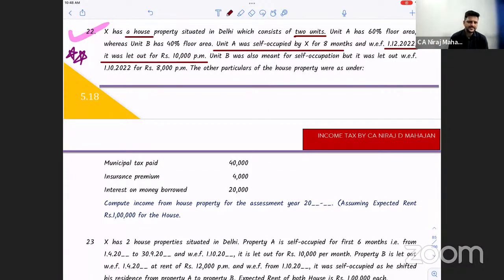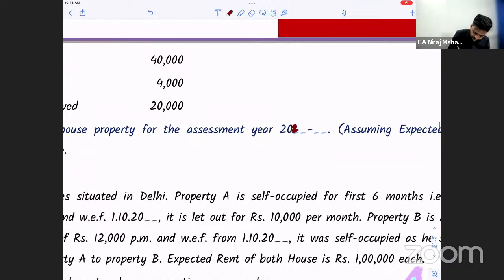The other particulars, basically, please understand. There are two parts of the house, but both the parts were SOP also and both the parts were let out also. Clear, everybody? Okay. Municipal taxes paid, insurance paid, of no use to us. Interest on money borrowed, 20,000, that also we can do. Now tell me, bacho, understand. Assuming expected rent is rupees 1 lakh for the house. Compute income from HP for AY 23-24.